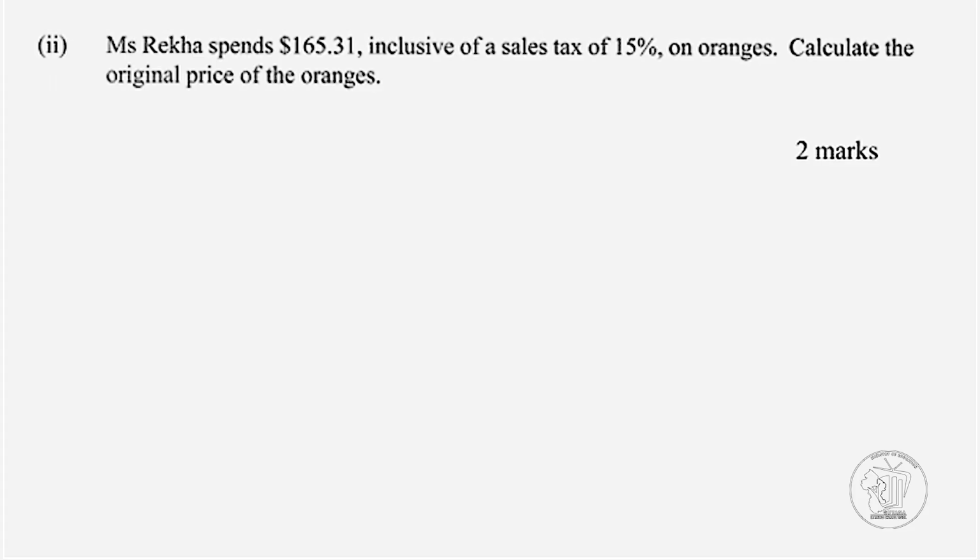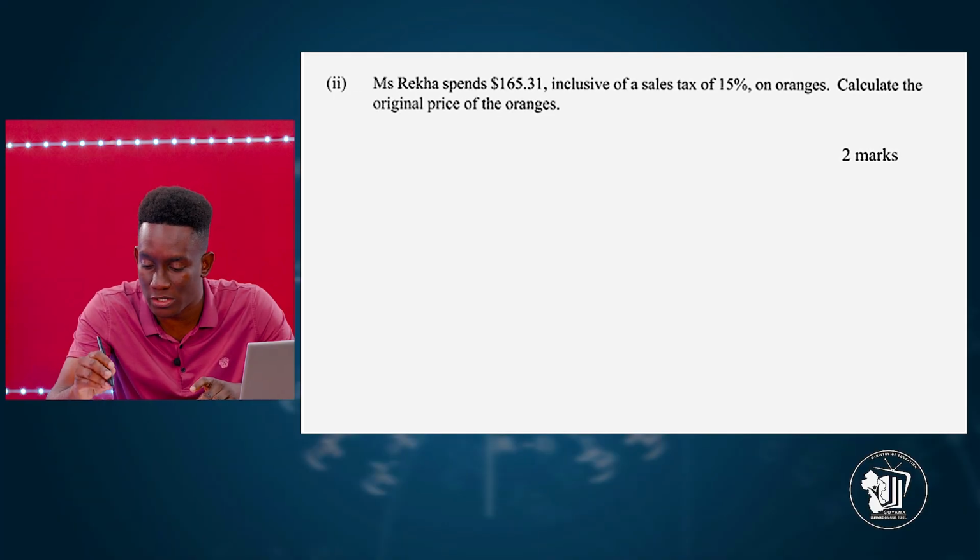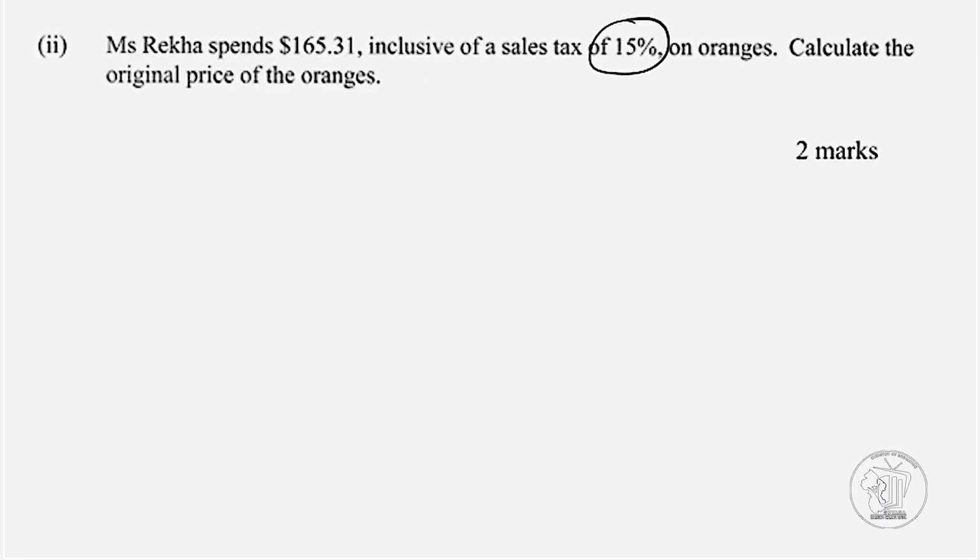So the next question says, Miss Rika spends $165.31 inclusive of a sales tax of 15% on oranges. Calculate the original price for the oranges. So we see in this $165.31, there is 15% tax. So they want us to find how much would be the original cost without the tax. So we take out the tax and that will give you the original cost for the oranges.